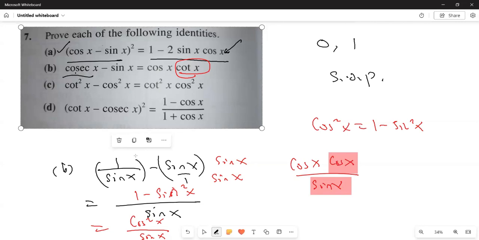Super easy, right? Am I going too fast? It's too easy already. You get the answer here. Right? Cosine over sine. And this is a product. That's why you can do this. There's no plus or minus. It's a product. That means it is a multiplication. Okay, that's it for B.